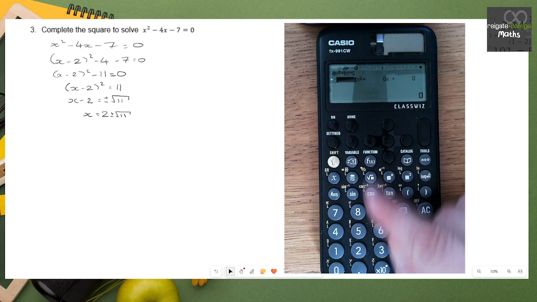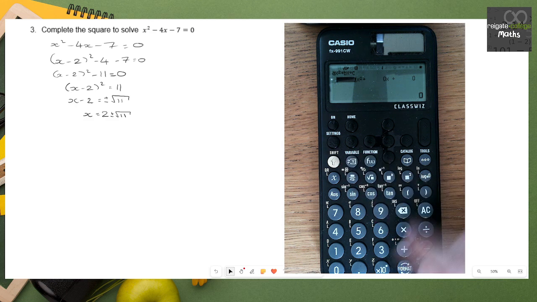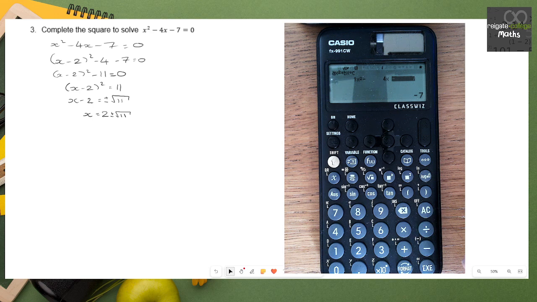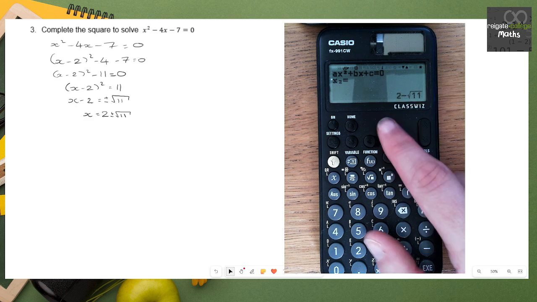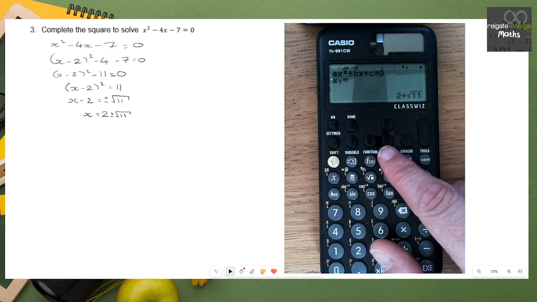We then input our quadratic equation. So we're going to be using the example we've just gone through there. So I'm going to have 1, minus 4 and minus 7. We type that all in, and then you just press this execute button or equals, and it should give us our 2 solutions. So you see we got 2 plus or minus root 11. Those are our 2 solutions.